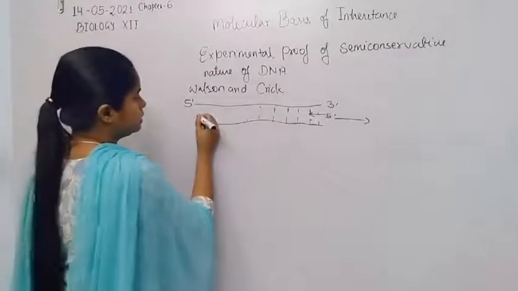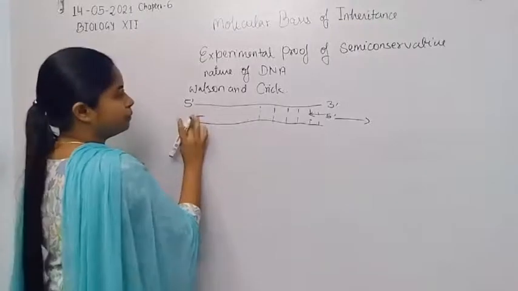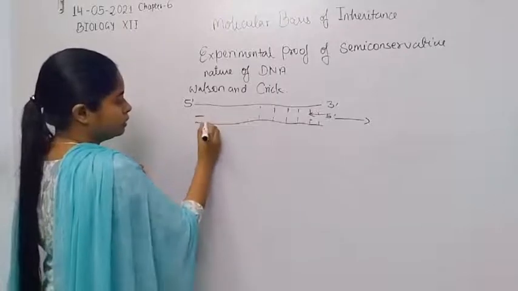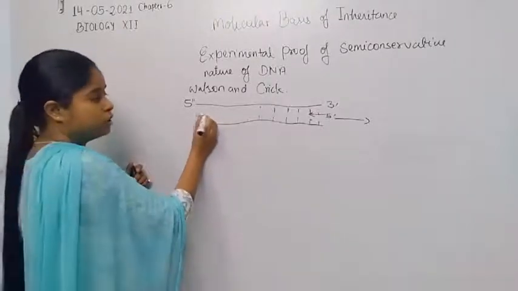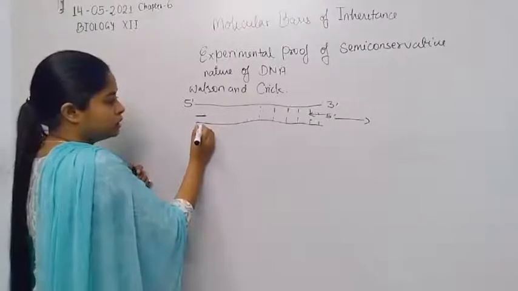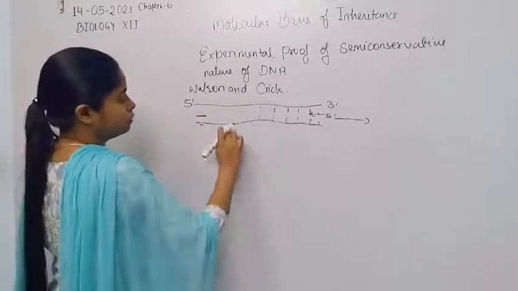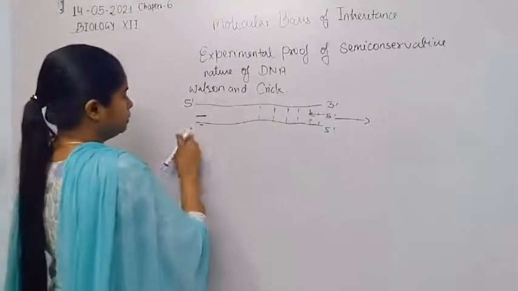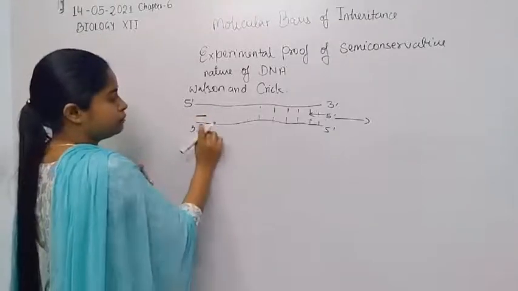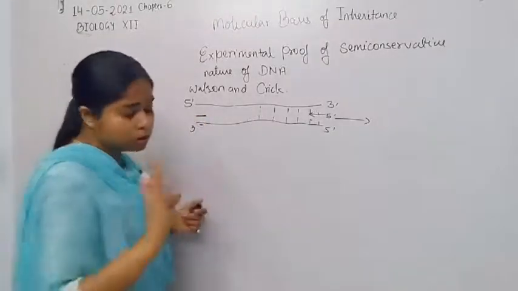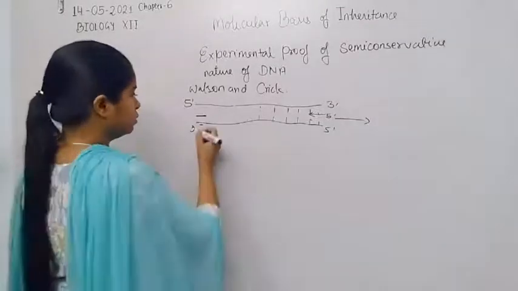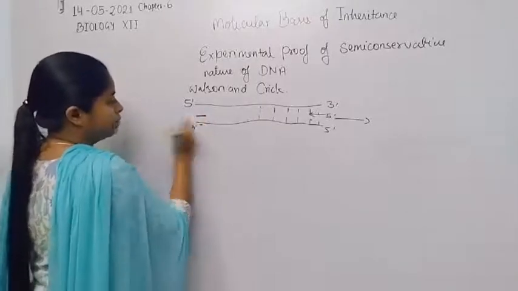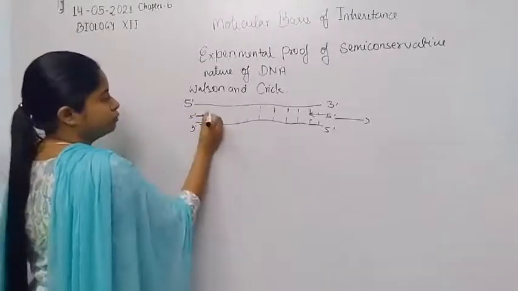That means the synthesis always takes place in the 5' to 3' direction. For example, for the synthesis of this strand, the other strand functions as a template strand, because it is the mother parental DNA. So here is 5 prime, here is 5 prime, and here is 3 prime. The synthesis always takes place in the 5 prime to 3 prime direction, and the new strand has to be in the anti-parallel direction. So here is 3 prime.